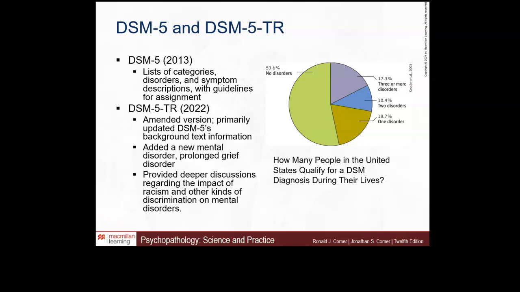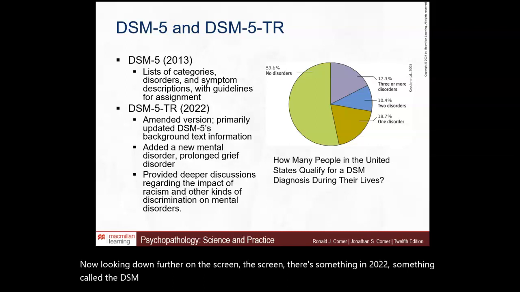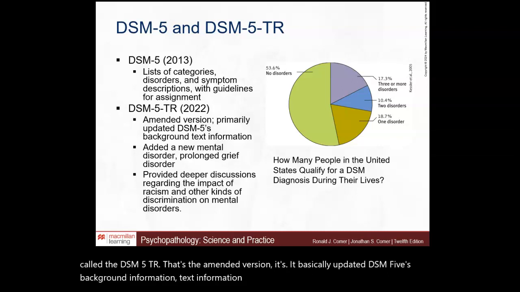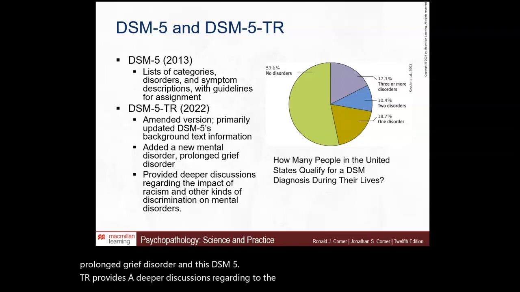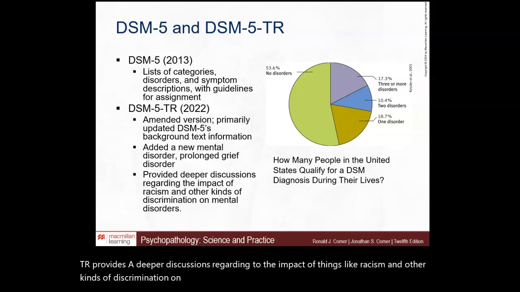Now, looking down further on the screen, there's something in 2022 called the DSM-5-TR. That's the amended version. It basically updated DSM-5's background information and text information. It added a new mental disorder, which is called prolonged grief disorder. And this DSM-5-TR provides deeper discussions regarding the impact of things like racism and other kinds of discrimination on mental disorders.